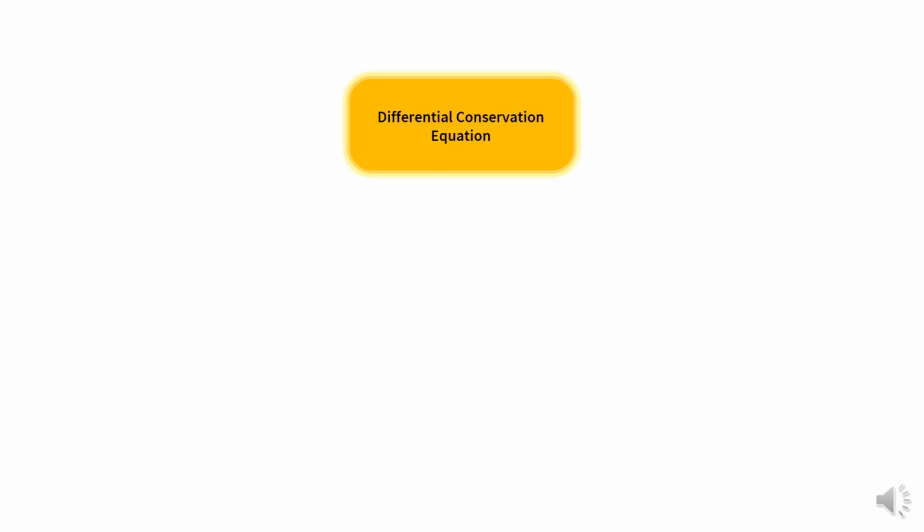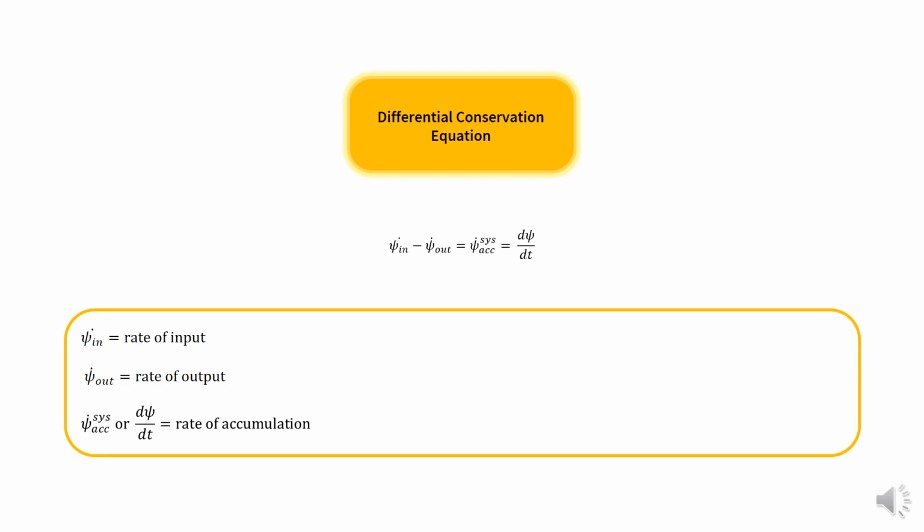For the differential conservation equation, the equation can be written as psi dot in minus psi dot out is equal to psi dot accumulation, or the derivative of psi over dt, where psi dot in is the rate of input, psi dot out is the rate of output, and psi dot accumulation is the rate of accumulation.